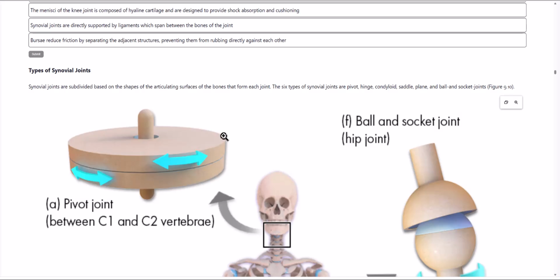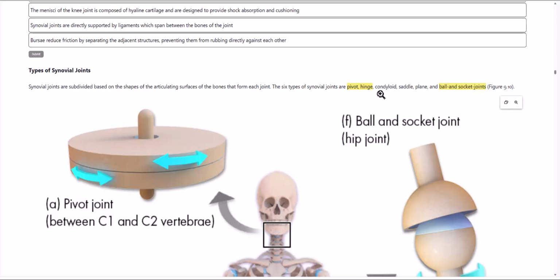just 3 of the 6 types of synovial joints. And again, here I will do the same thing. Of the 6 types of synovial joints, I only want you to know pivot, hinge, and ball and socket. Okay, same list, the same 3 that were described in lab.